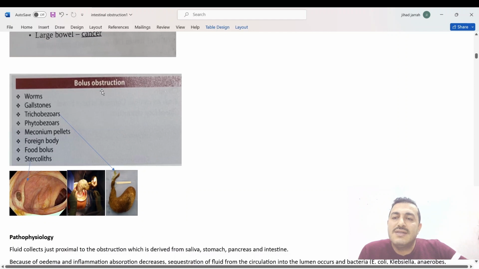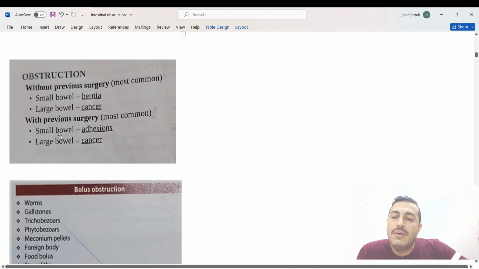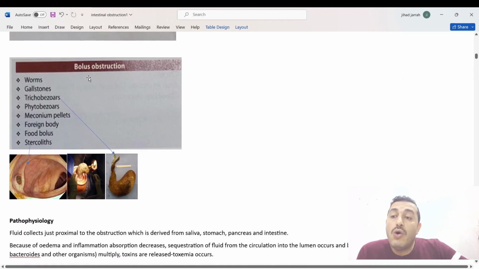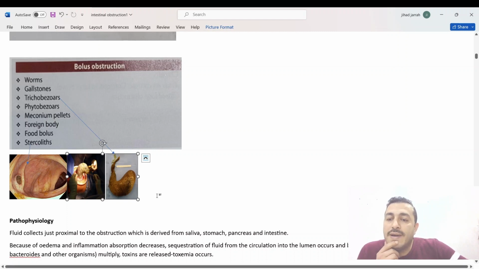Bezoar obstruction is like a foreign body inside the lumen of the bowel. Actually, these are bezoars, intraluminal, inside the bowel. Also, another picture: worms, gallstone, trichobezoars. These are associated with psychiatric disorder. You can see it over here. These are trichobezoars. I hope that the pronunciation is correct, because to be honest, I haven't actually dealt with one. I think pediatric surgeons deal with similar cases.